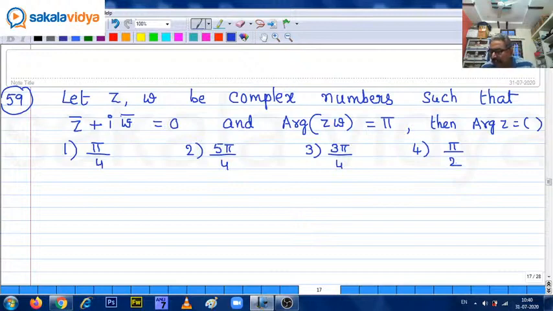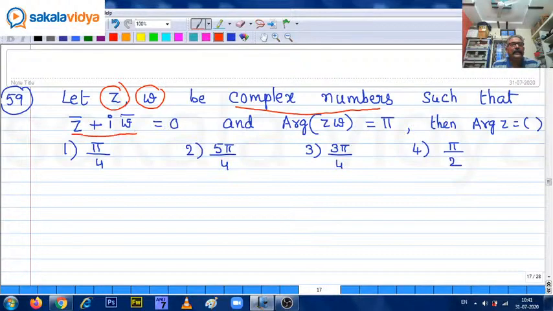Anybody, what is the answer? What is the 59th answer? Anybody try? Z, omega complex numbers. Here omega is not the cube root of unity. Omega is any complex number just like Z only. It may be x plus iy or a plus ib. Such that Z bar plus I omega bar, Z bar means conjugate complex number of Z, omega bar means conjugate of omega, equal to 0. Then arg of Z times omega is pi, given. We need to find out the argument of Z.